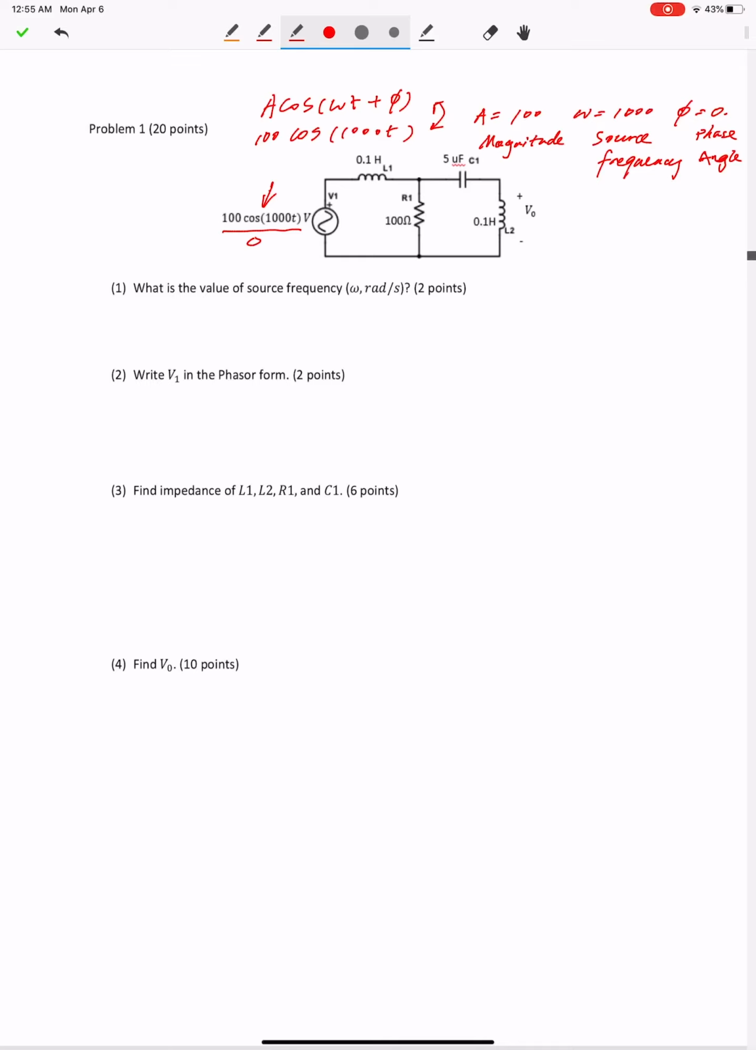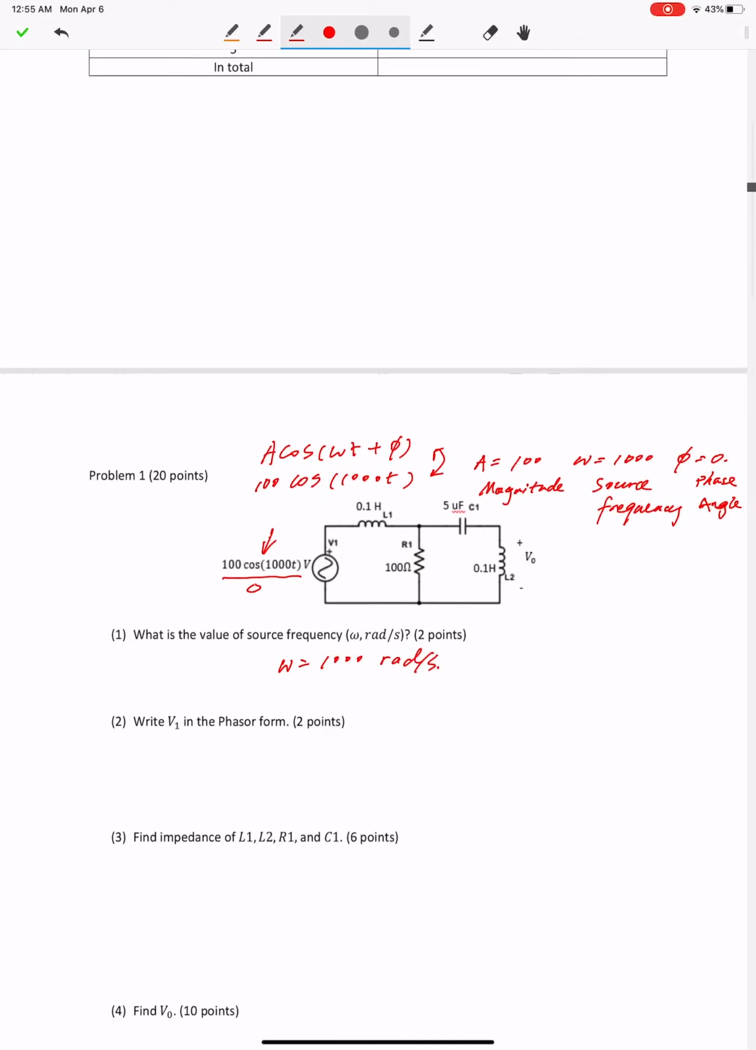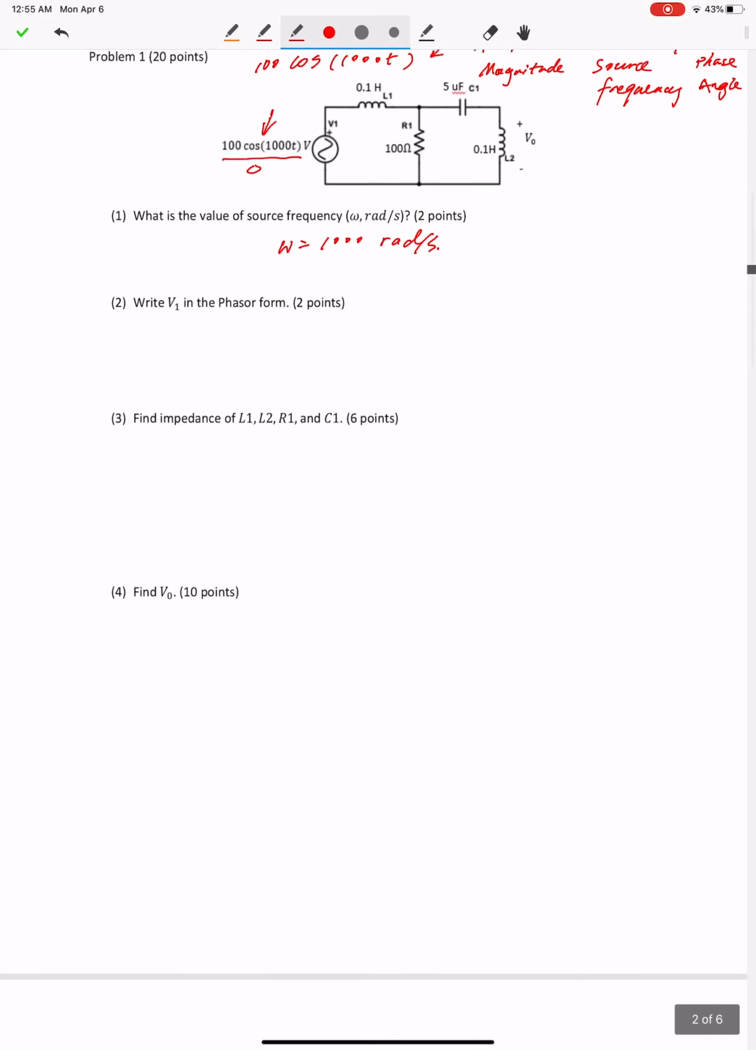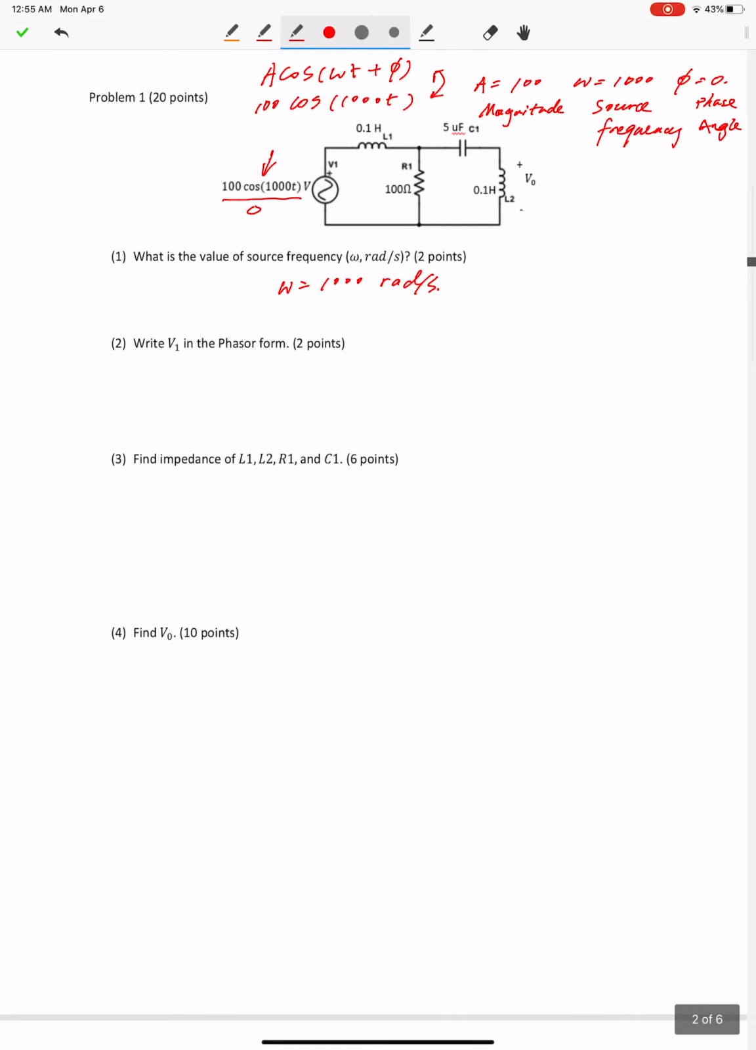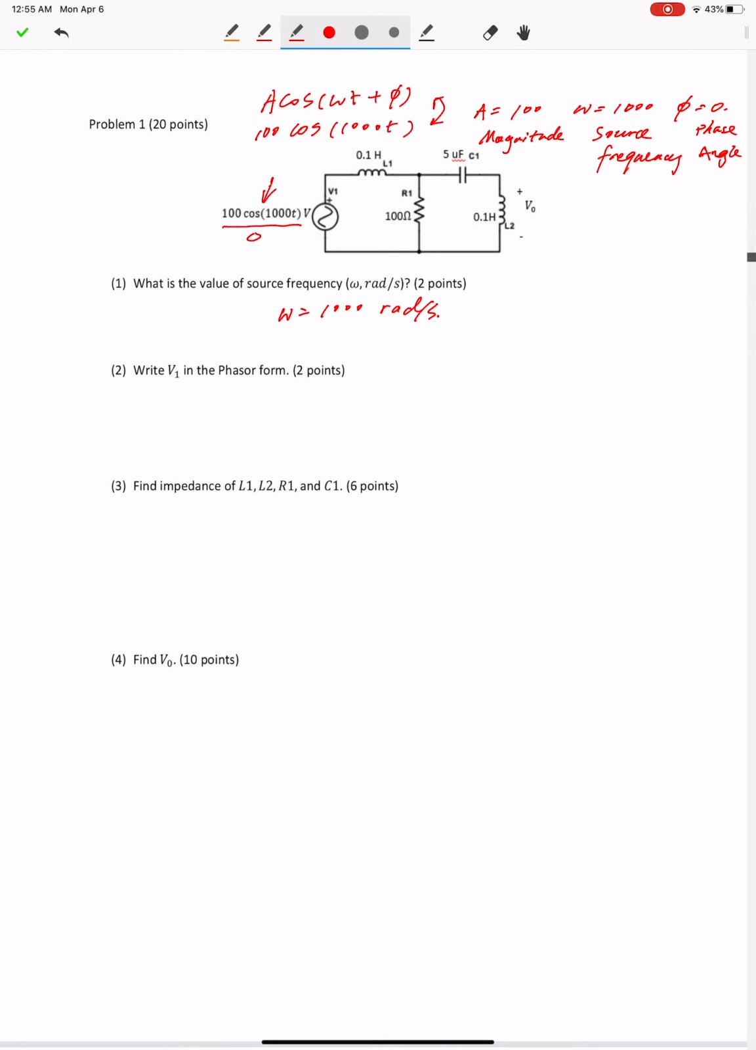So the answer for the first one is very obvious. Omega equals 1000, and the unit is radian per second. Alright, and for the next one, write V1 in the phasor form.